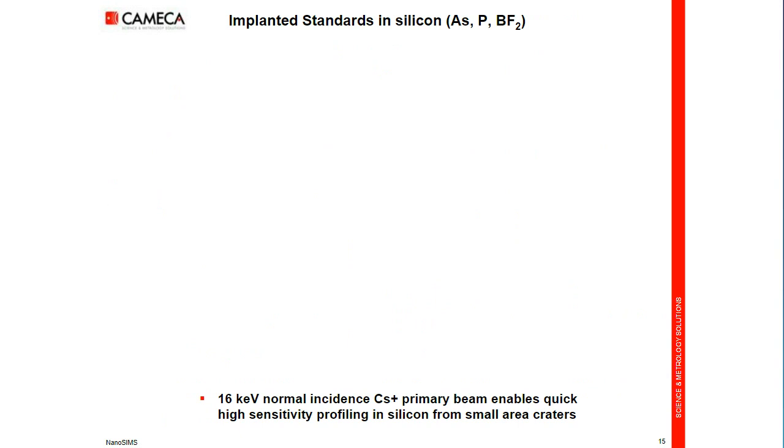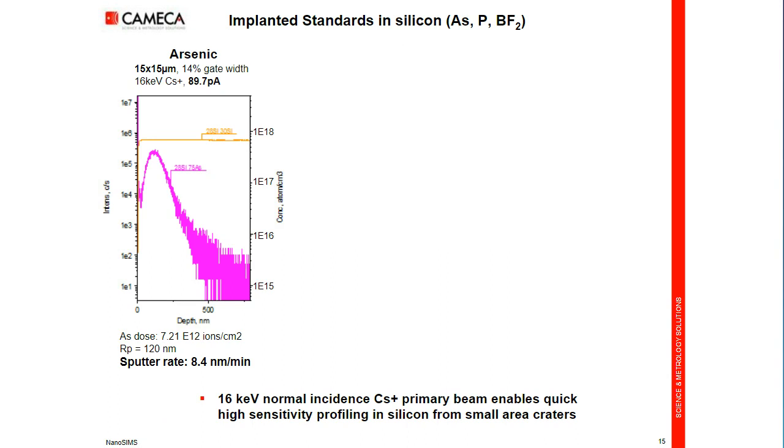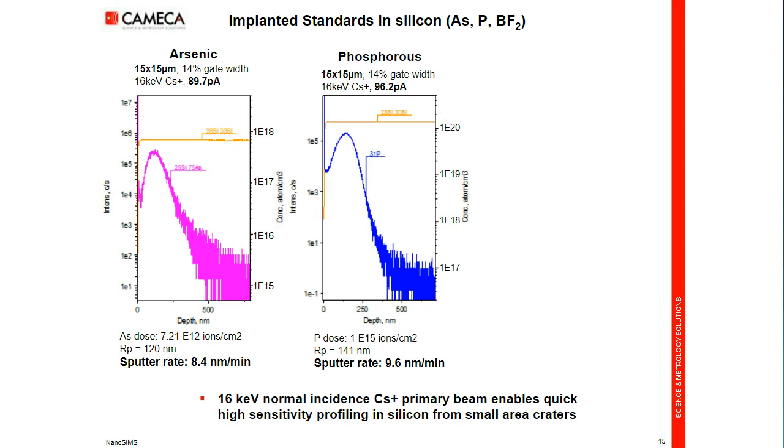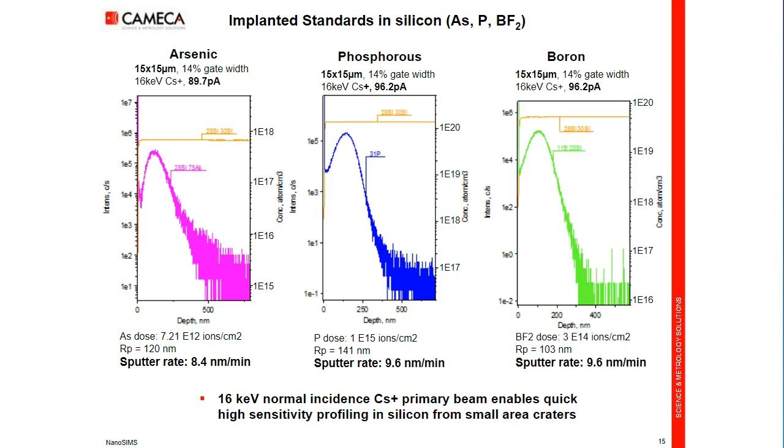Here, with this co-implant standard, arsenic, phosphorus, fluorine in silicon, we can record from 15 by 15 micron a reasonable profile, quick profiles, that can be run with good dynamic range with a sputter rate that is, in this case, with approximately 100 picoamp, around 10 nanometer per minute, so 0.6 micron per hour. So it's not bad for this small area depth profiling.